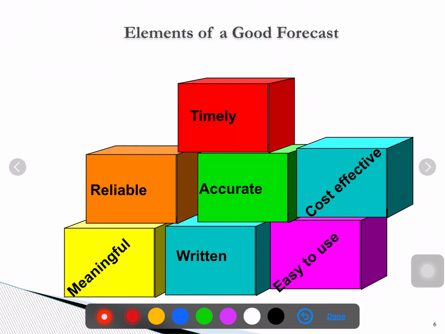Then let us see the basic elements of a good forecast. First, a good forecast is timely. Second, it should be reliable, and also as accurate as possible. The actual should be equal to the forecasted amount. It should be cost effective, and it should be meaningful. As much as possible it should be easy to use and written. So these are the elements of a good forecast.